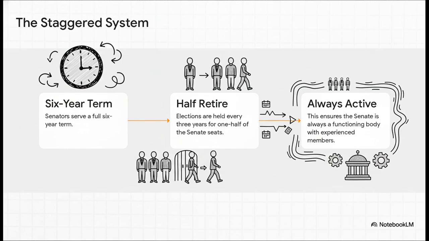So how does it stay permanent? It's all thanks to this really clever, staggered system. Elections happen every 3 years, but here's the trick. They're only for half of the Senate seats. This means that at any given time, half of the senators are experienced members who are already midway through their terms. This whole setup guarantees a smooth transition and prevents a complete power vacuum in the legislature.